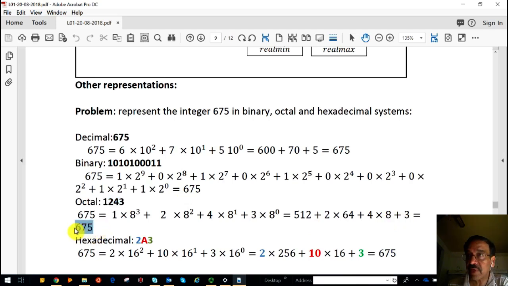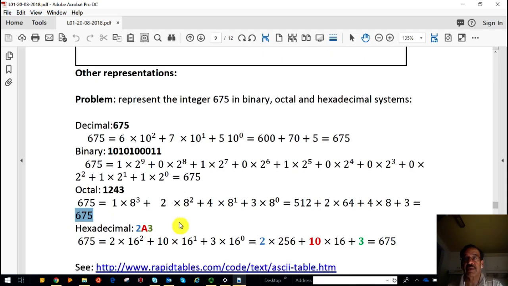So 675, I have to tell you, is a decimal representation. 1243 is an octal representation of the same number. They are equivalent representations in two different systems. It's like expressing the same concept in two different languages, right? The base is different, but the concept that we are trying to convey is the same.